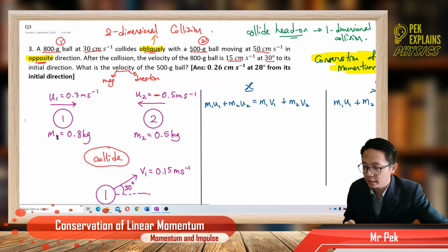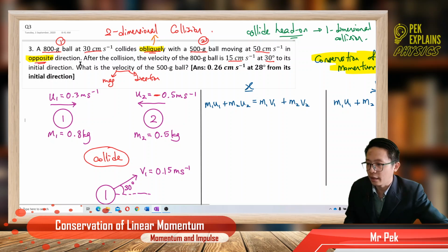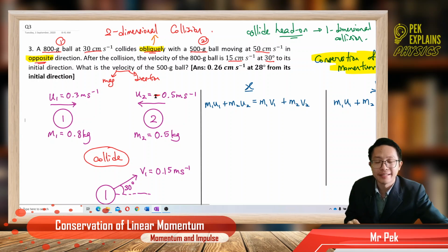So I have illustrated the situation here. Ball 1, ball 2, all the masses given. The masses I changed from gram to kilogram, divided by 1000, and the velocities also from cm per second to meter per second. And the important thing, just now it said the 500-gram ball is moving in the opposite direction. So the initial velocity of ball 2, you need to put a negative sign. Opposite direction means to the left, so you must put a negative sign. Ball 1 is moving to the right, so it's positive.